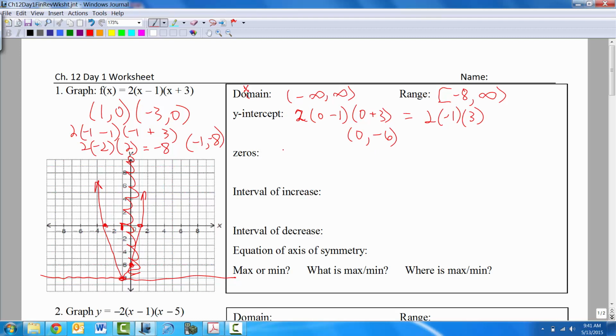What are the zeros? Well, thank goodness this is in intercept form. The zeros are the x-intercepts. This is also called roots. All right? Then, some fancy questions like this.